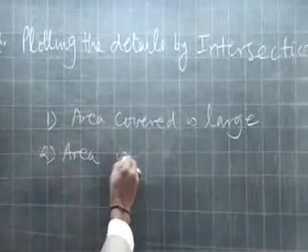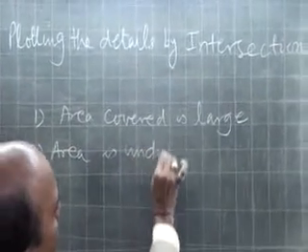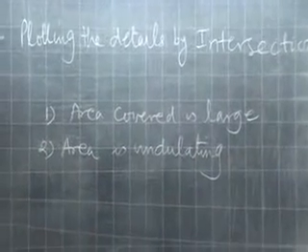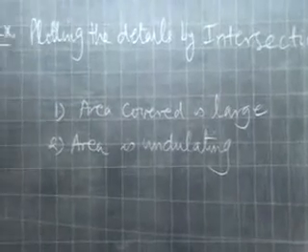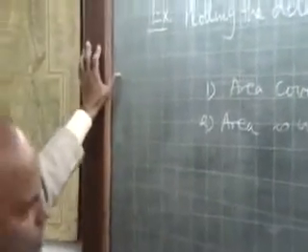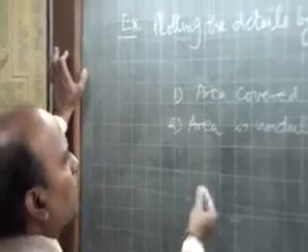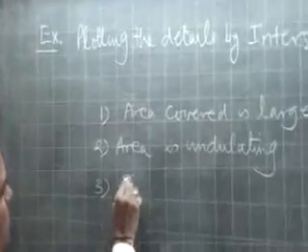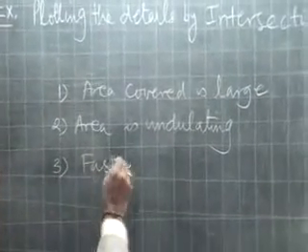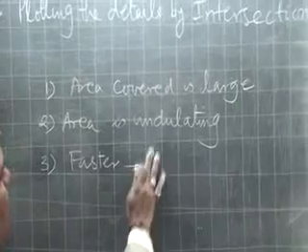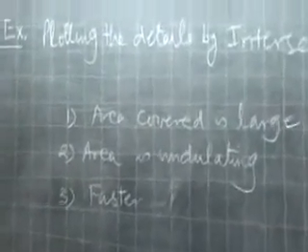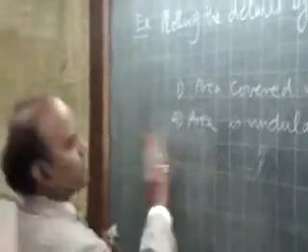Then, when the area is undulating, like a mountainous area, where it is difficult to go there and keep our staff for taking the reading, we use this particular method. And third, this is a faster method than radiation. But this method may not be as accurate as radiation method. Radiation method is much more accurate than the intersection.